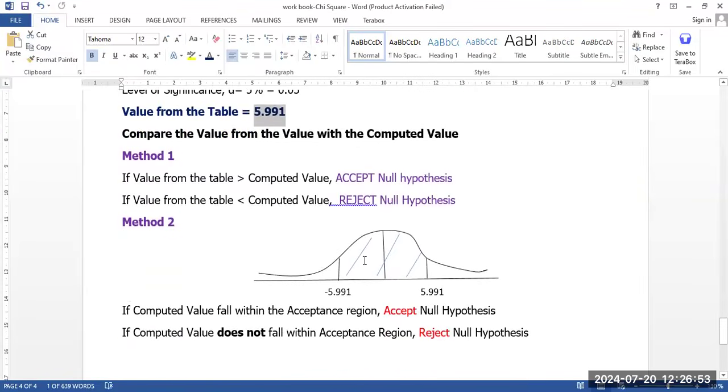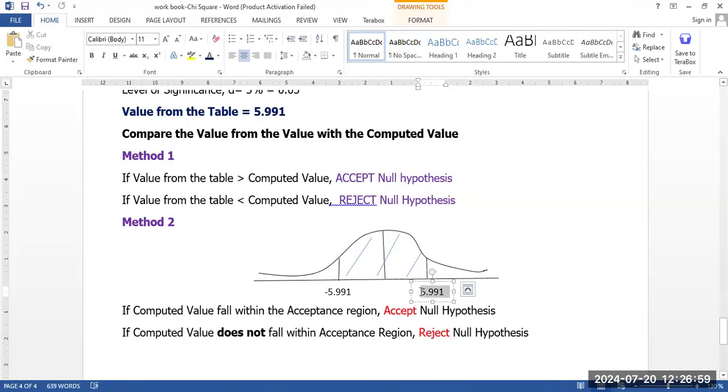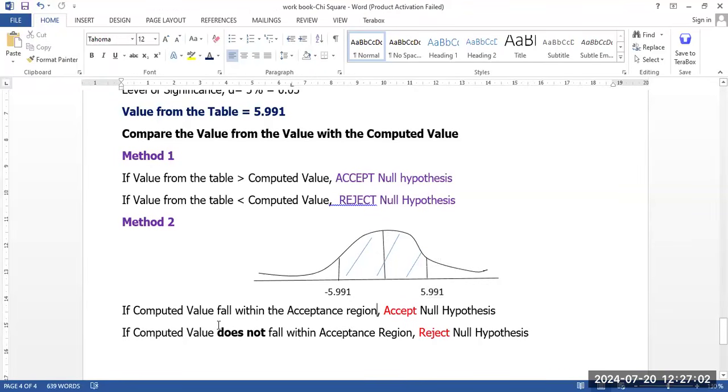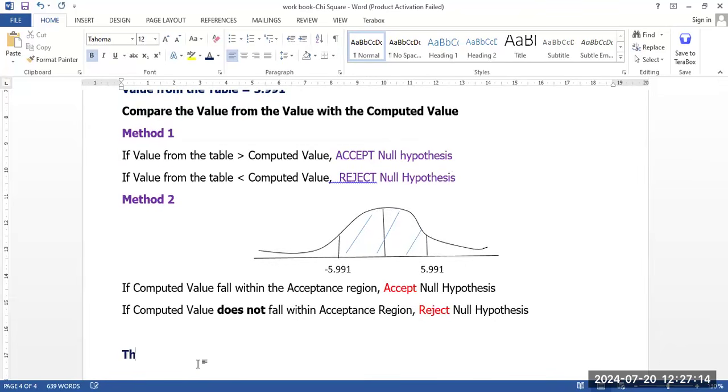5.17 falls within this region. It does not exceed this value. So it falls within this region. So if it falls within the acceptance region, we are saying accept. Therefore, we accept the null hypothesis and reject the alternative hypothesis.